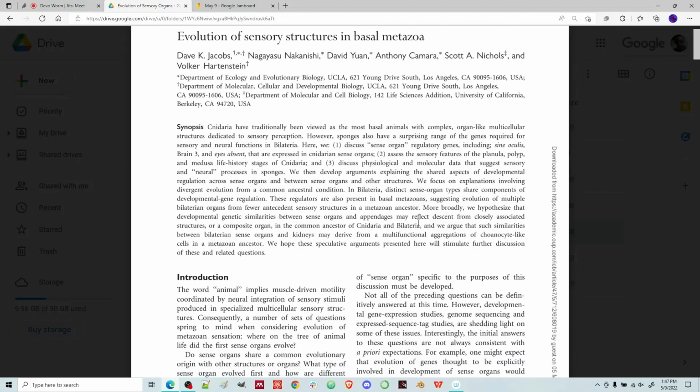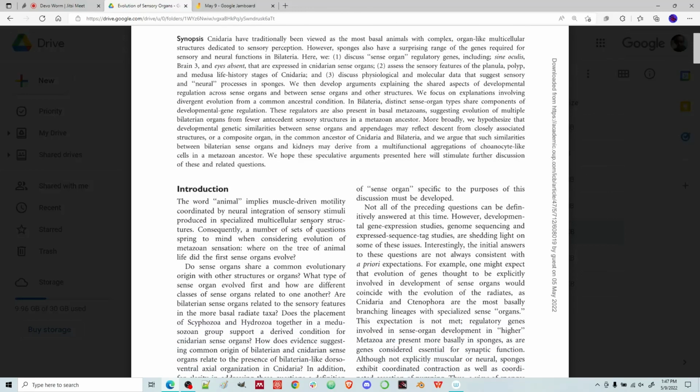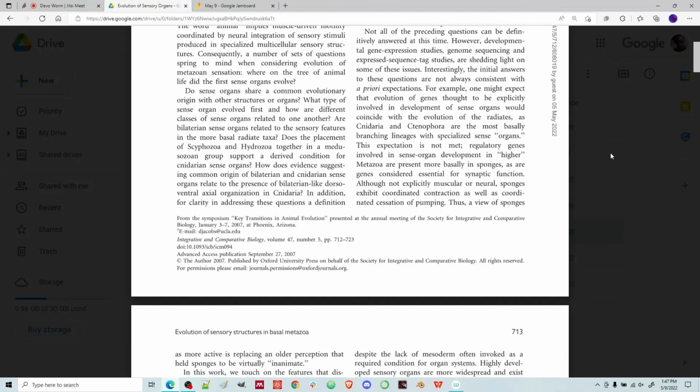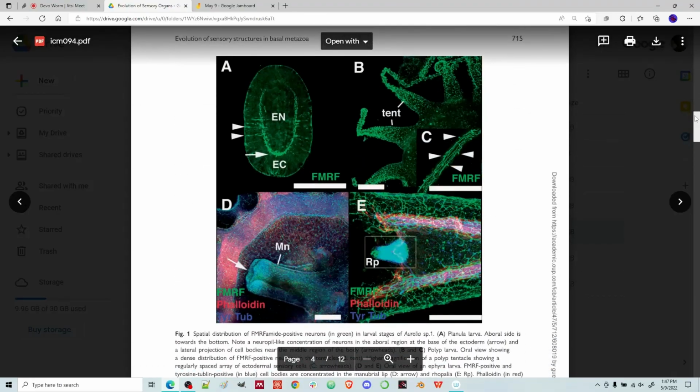And when I say model system, again, this is a whole host of model organisms that you can draw from, and this is going to have similarities to sense organs and kidneys and other things in bilaterians. So this kind of goes through the state of the art in Cnidaria.